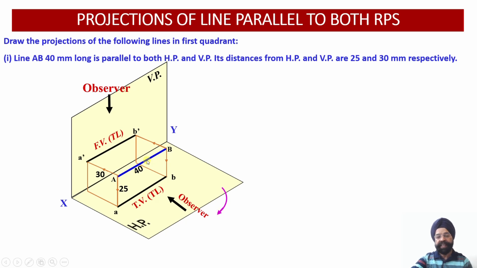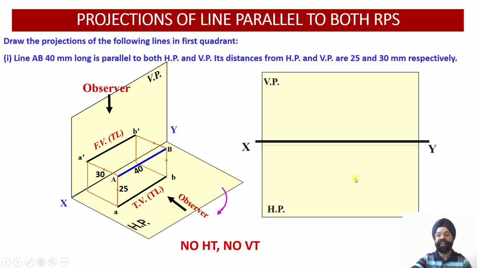Another thing: since this line happened to be parallel to both HP and VP, this line will not be meeting either HP or VP. So it will not have any trace. No horizontal trace will be there, no vertical trace will be there.